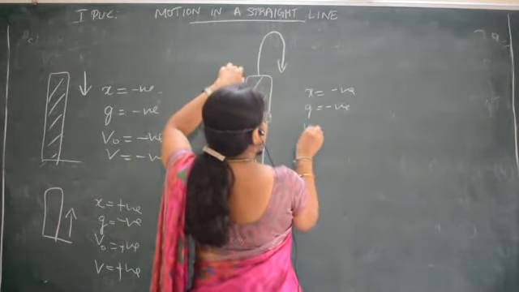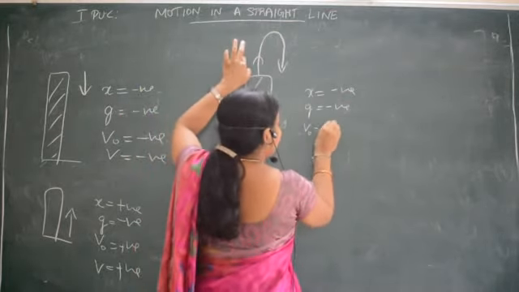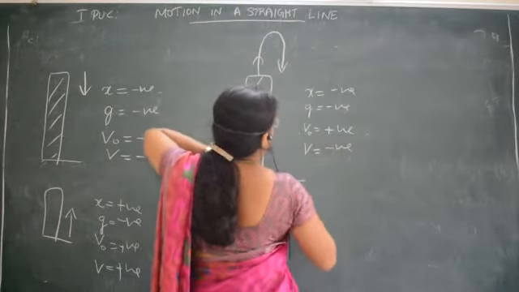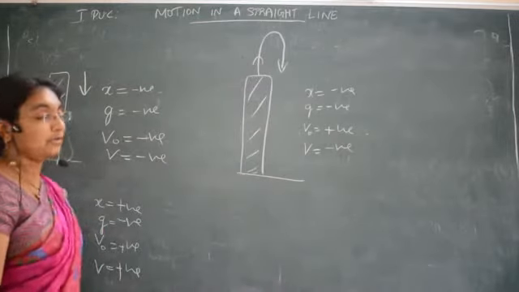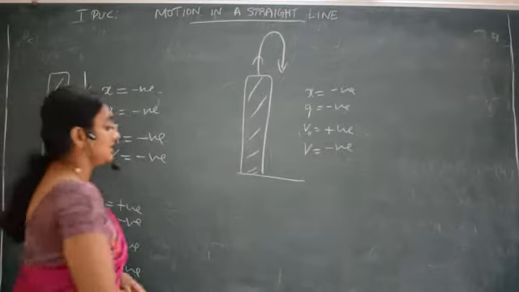What about the initial velocity? Initially it is moving up, so I have to write it as positive. Finally it will come down in this direction, so I have to put it as negative. Downwards it is negative. See how we are putting it, just like a graph.